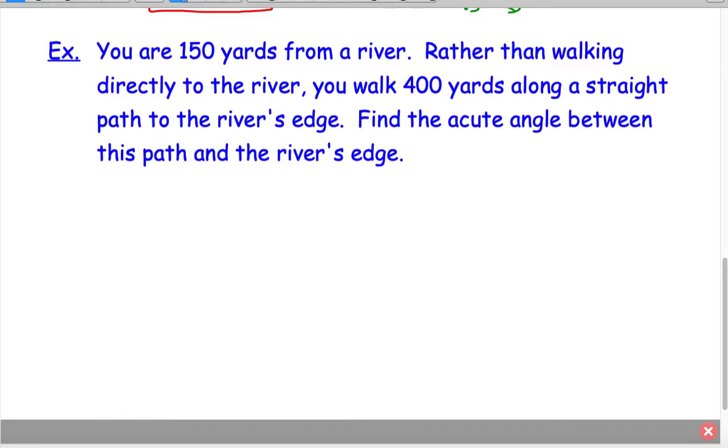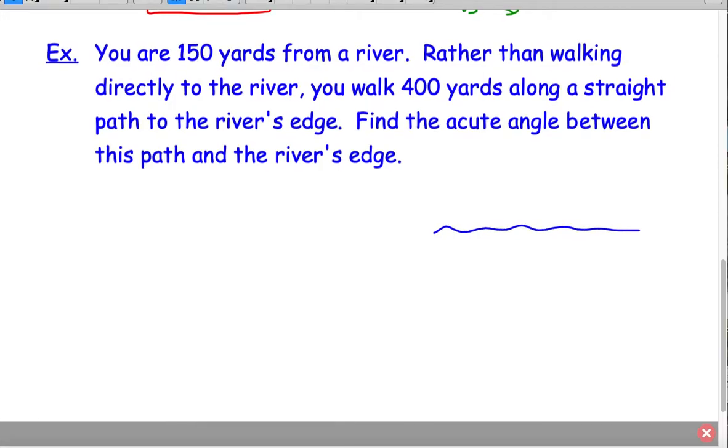All right, so this picture is going to be slightly more complicated. So let's say there's our river, and you're standing right here. And you're 150 yards from the river. So to the bank of the river there is 150 yards. But you decide not to walk straight that way. I don't know, you need some more exercise. Instead, you walk at an angle here, and you go way over here. And that's a total of 400 yards.